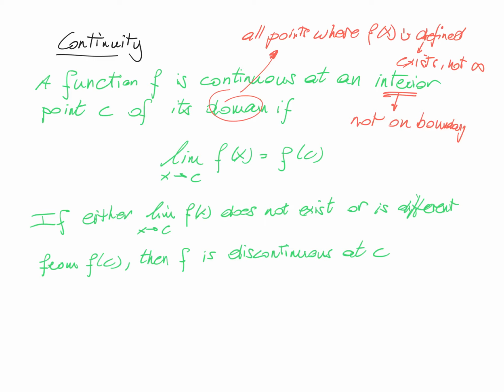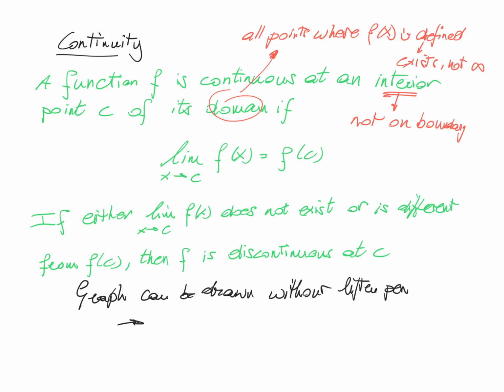A very intuitive explanation of continuity is that you can draw your graph without having to lift the pen. So your graph can be drawn without lifting your pen or your pencil. So it means that at the point c, there is no gap or no break in your graph. Some examples of continuity.